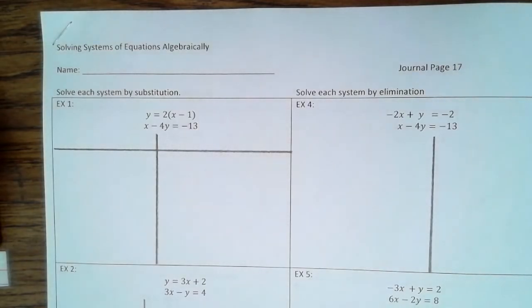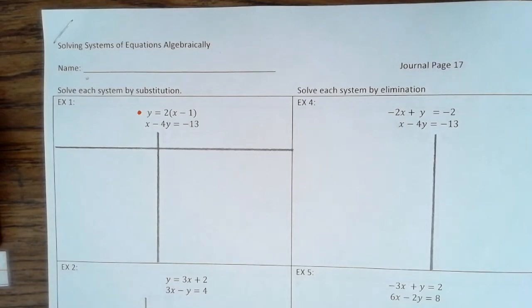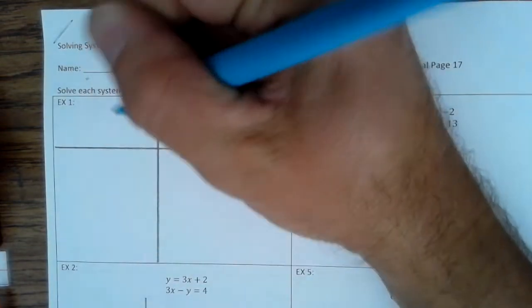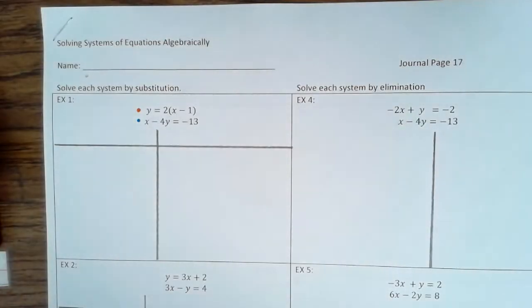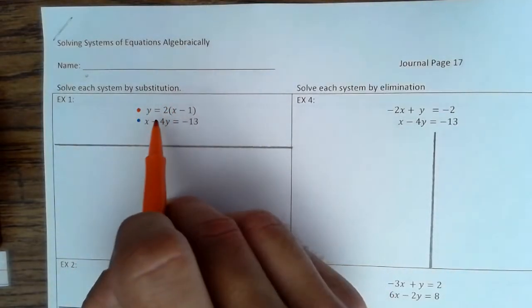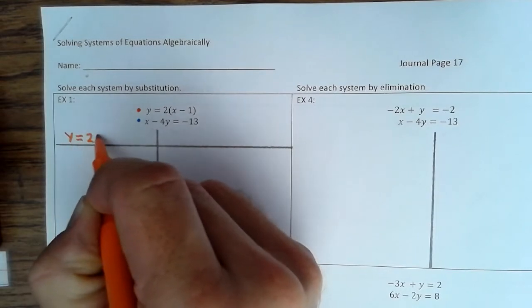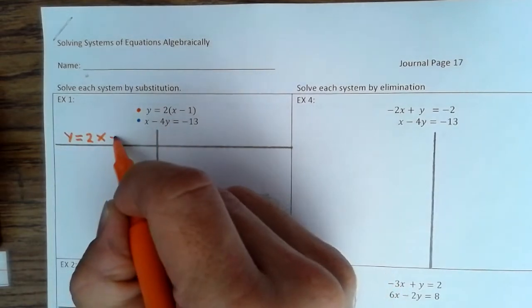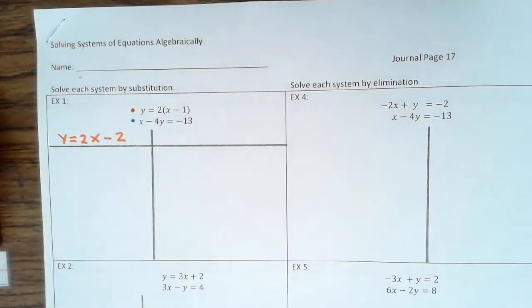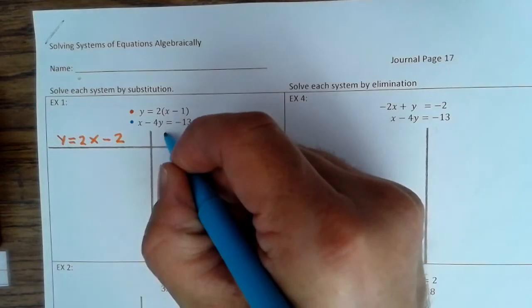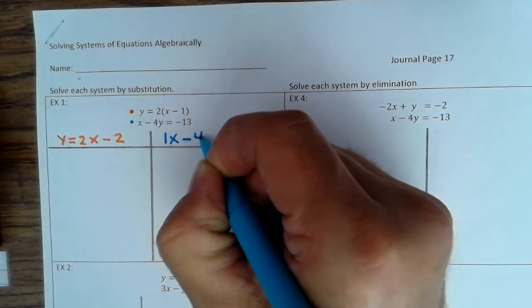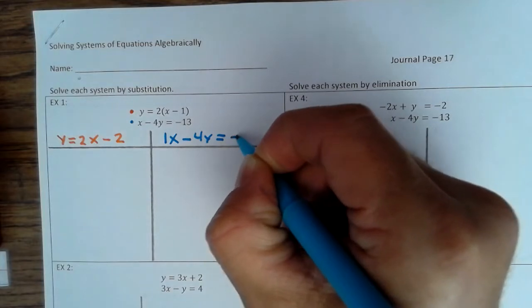Okay, so let's do that. Now, I'm going to color code these equations. I'm going to do the first equation in orange and the second equation in blue. So, first equation, I'm going to go and distribute the 2 here. So that's y equals 2x minus 2. And here we have the second equation, which is x, I'm going to put a 1x minus 4y equals negative 13.